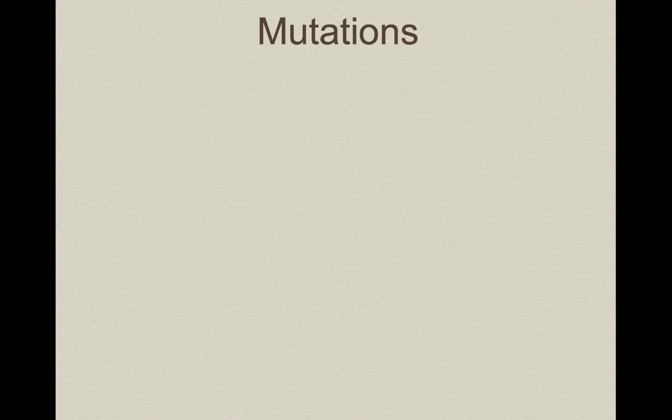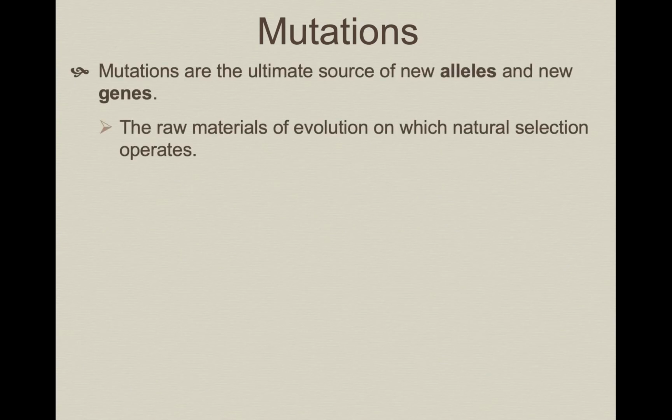Mutations are really the ultimate source of new alleles and even new genes. And remember, one of the key requirements for natural selection to be able to work is that there's variation in some phenotypic trait that is based on genetic differences. So natural selection can't work without that variation, and variation comes ultimately from mutations. So mutations are oftentimes just this tiny change that can have some pretty profound consequences in evolutionary biology.